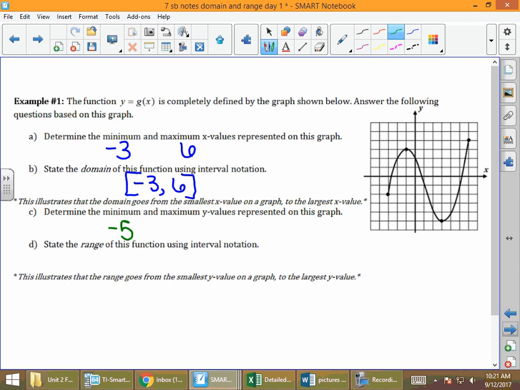And then what's our highest y value? What's our biggest y value on this graph? It's actually 1, 2, 3, 4. And then we can write that in interval notation. Once again, those are values that are on the graph, so it's going to look like an ordered pair, except that we're going to have square brackets on this.